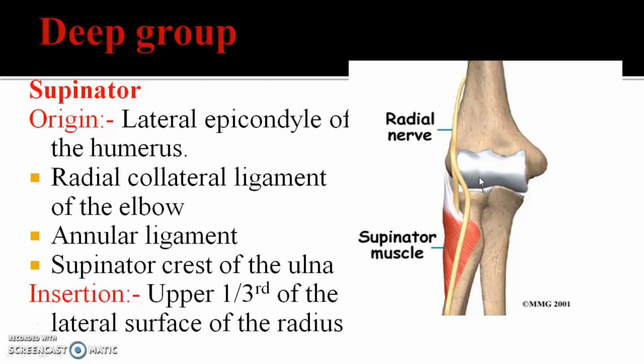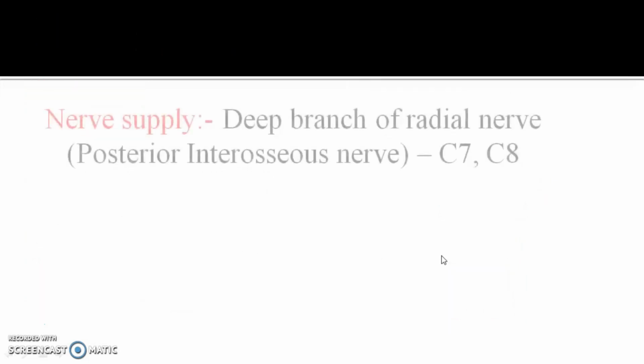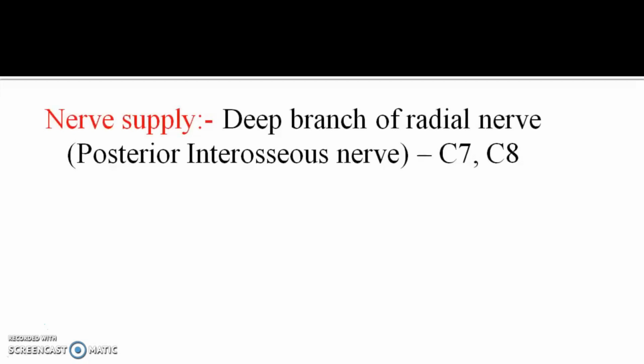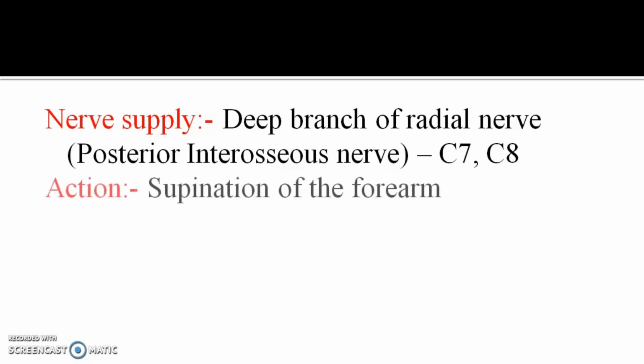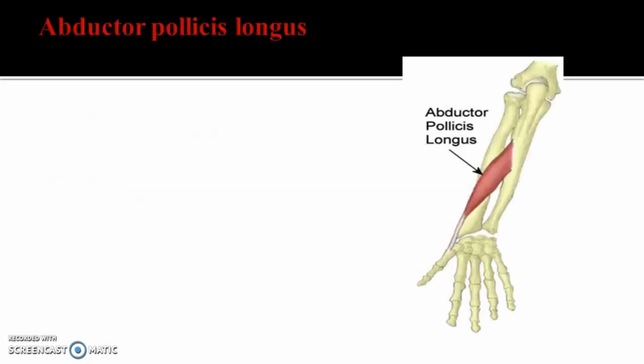So it is taking origin from the upper part and also from the annular ligament and the radial collateral ligament. Later it is moving downwards and reaching the upper 1/3 of the lateral surface of the radius and getting inserted. Then knowing about the nerve supply, it is supplied by deep branch of radial nerve, that is posterior interosseous nerve which is carrying C7 and C8 fibers. The action, as you know by the name itself, is supination of the forearm.